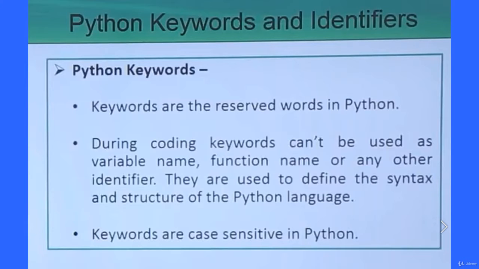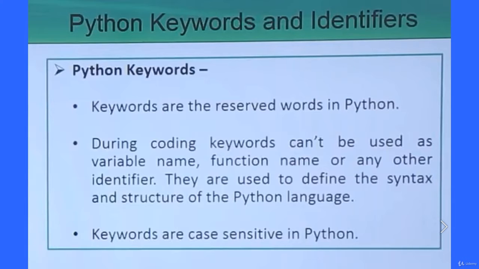During coding, keywords can't be used as a variable name, function name or any other identifier. That means keywords are reserved for the keyword purpose only. They cannot be used as a variable name, identifier, function name, module name and so on. That's why these keywords are reserved. They are used to define the syntax and the structure of the Python language. In our Python tutorial, we will be using almost all keywords in different sections as and when required.